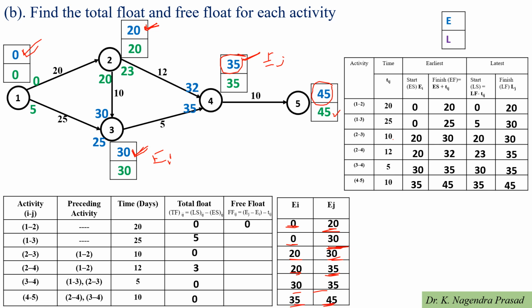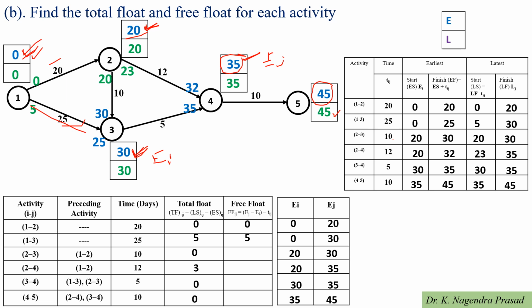Next we have to determine the free float. Free float is EJ minus EI minus TIJ, where TIJ is the time duration. First I look at the first activity: 20 minus 0 minus 20, which is equal to 0. Next we look at activity 1 to 3. For activity 1 to 3, 30 minus 0 minus 25, which is equal to 5.